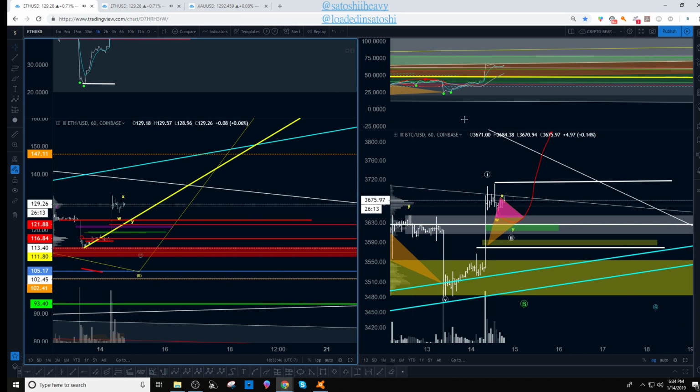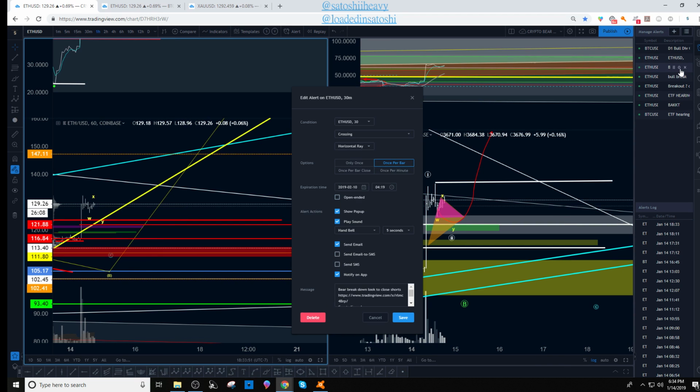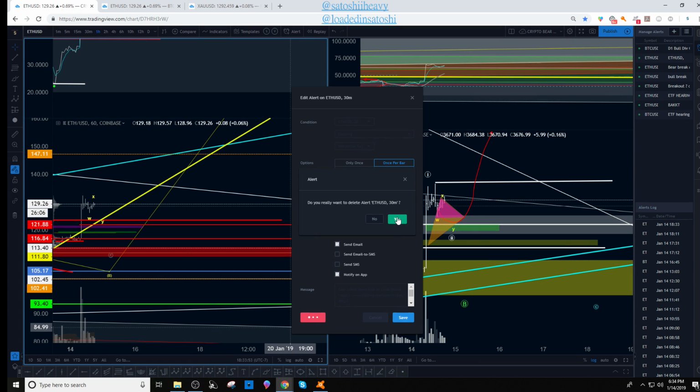Why is that going off? I have no idea where that one's coming from, but just delete it.